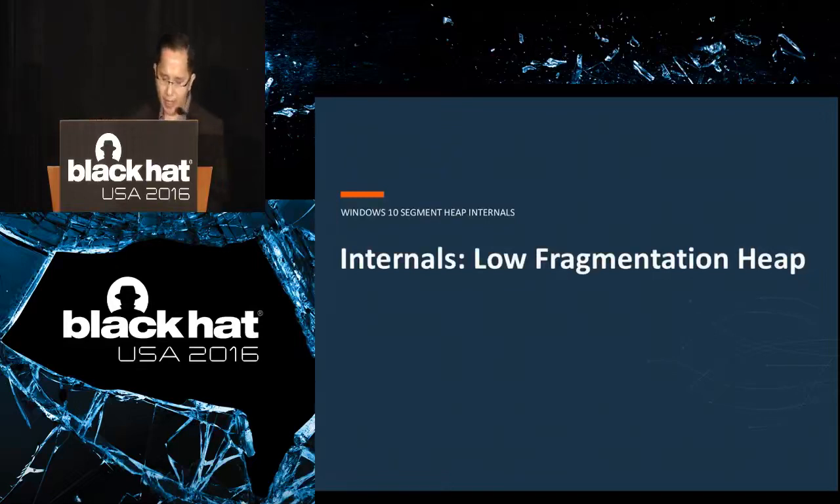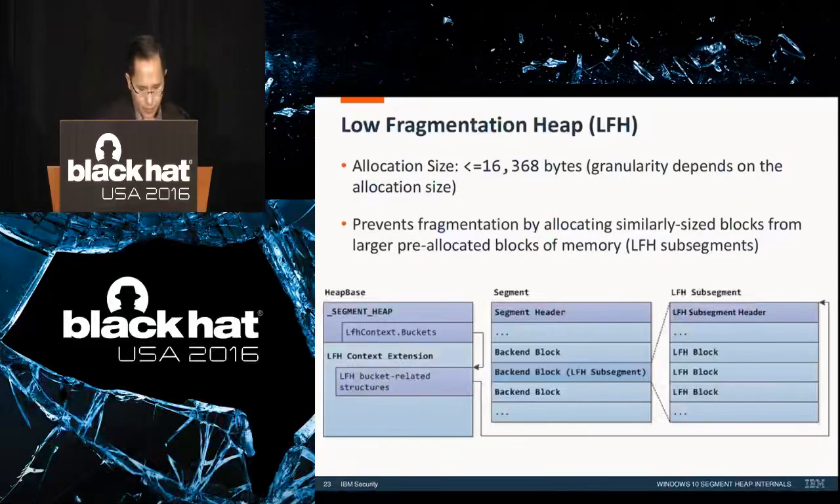So that's the backend and the VS allocation component. Now we go to the low fragmentation heap. The low fragmentation heap, or LFH, services allocation requests for less than or equal to 16,368 bytes, and the allocation granularity depends on the allocation size.